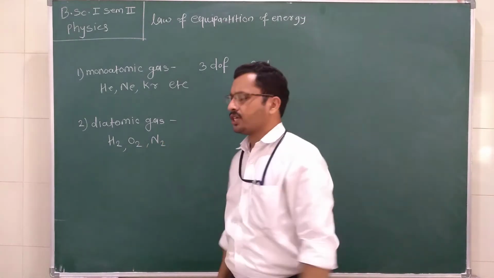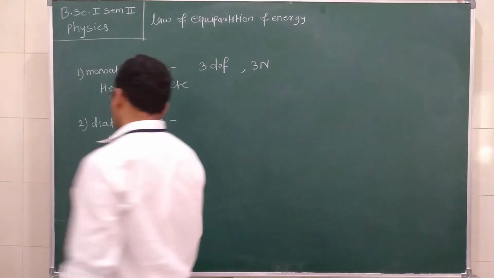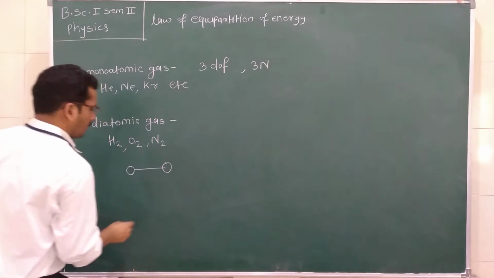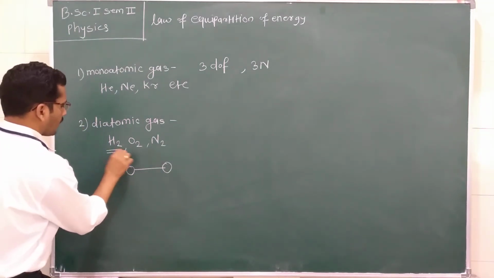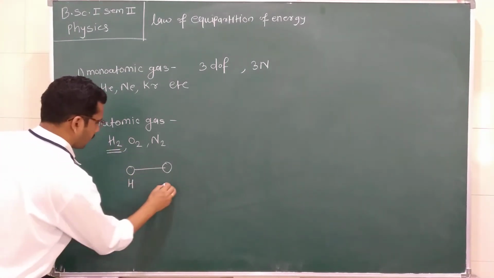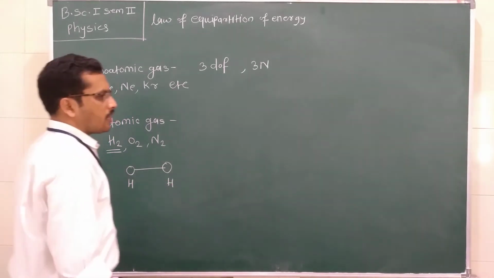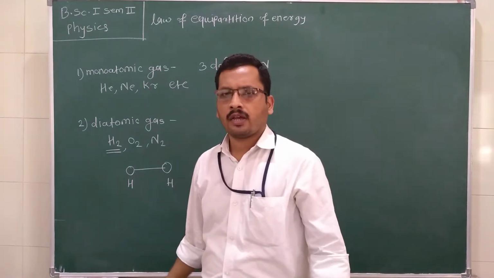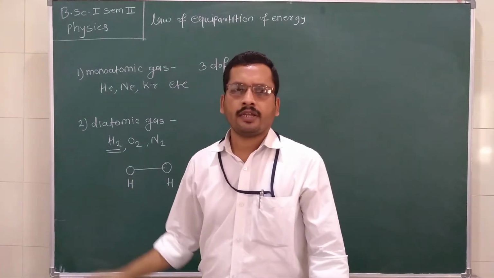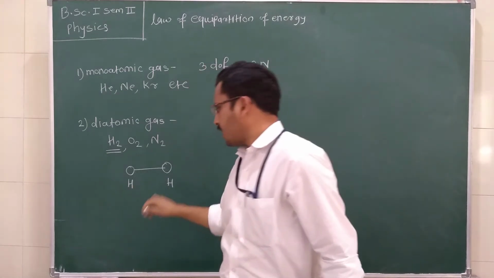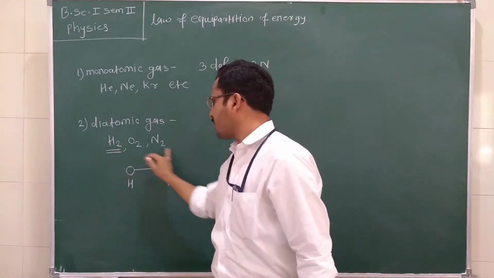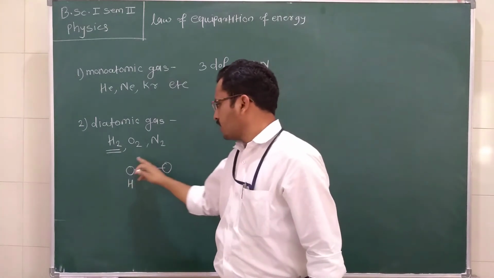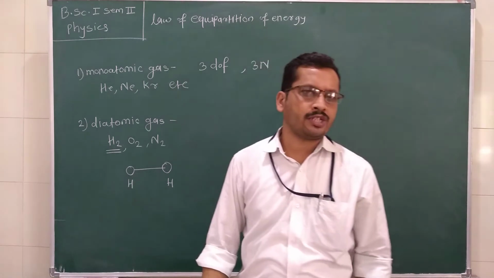Now, what is the structure of a diatomic molecule? The structure of a diatomic molecule is like this. For example, we are considering H2. So this is atom H and this is atom H, which are joined by a bond. A covalent bond joins these 2 atoms H and H, and this total combination is called the H2 molecule. The shape of this molecule is like a dumbbell.